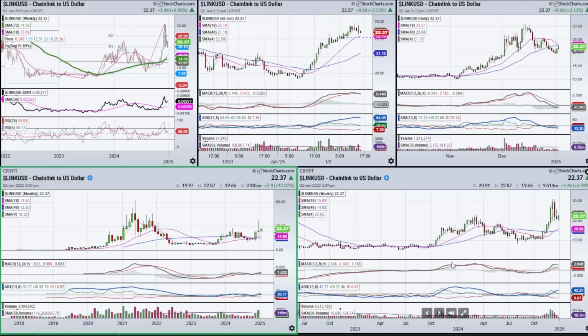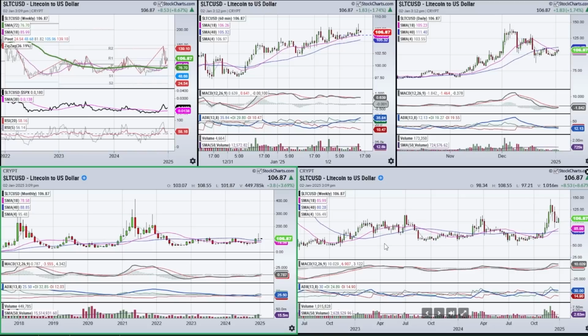Now, look at something like Link. Link had an ABC correction, but it looks to me like the volume pattern isn't quite as good. It was a big red bar off the high, so you've got to be careful again with this. I do think this is a key level here. Let me just highlight this level, 20. That's around 23 and a half, something like that. I think we're going to need to get back above that before having much of an interest.